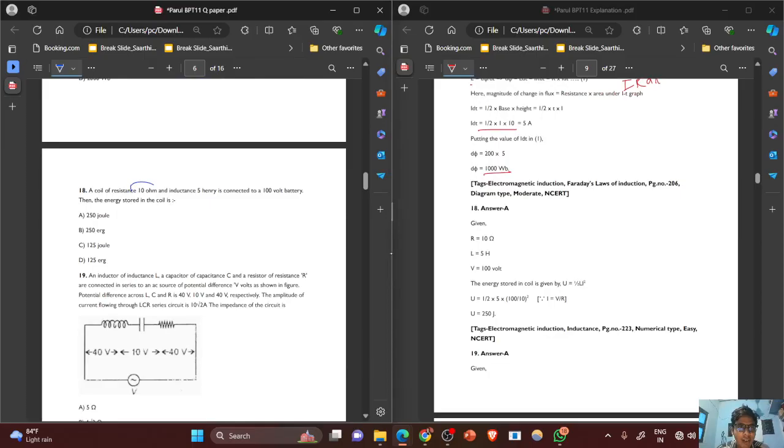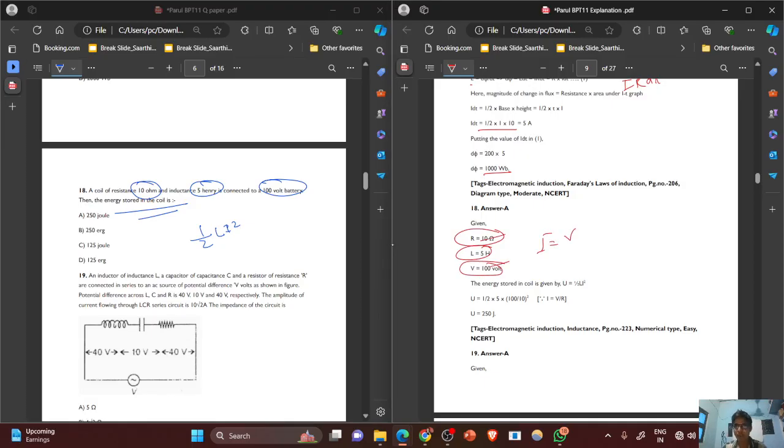A coil's resistance, inductance, and voltage are given, and the energy stored is asked. You know the energy stored in an inductor is given by half L I square. You know L, so you just need to calculate I. You know the resistor, you know L, you know voltage. I can be simply calculated by V by R.